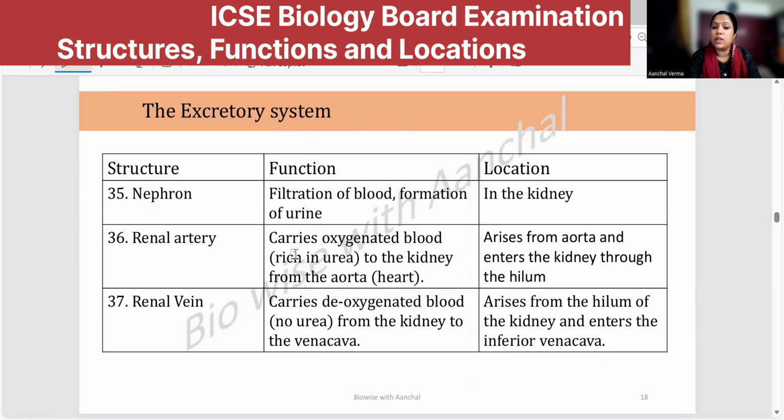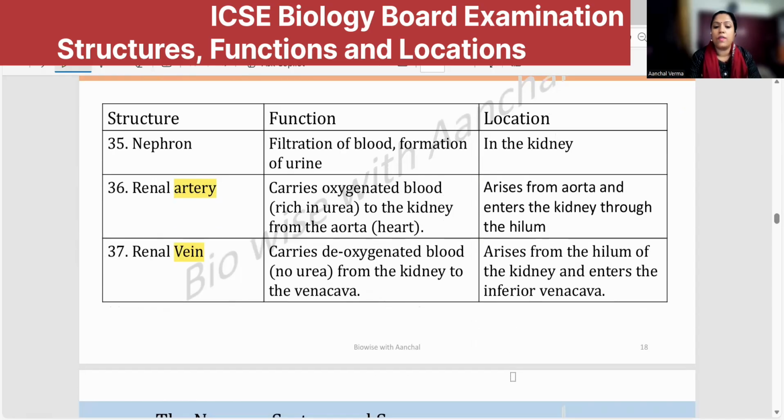What is the renal artery? It carries oxygenated blood to the kidney from the aorta; it arises from the aorta and enters the kidney through the hilum. Hilum is a small notch on the kidney, you know that. The renal vein carries deoxygenated blood from the kidney to the vena cava. Whenever a vein or artery is mentioned, please mention what type of blood it carries and where it is carrying it to. Okay. So this is the structure and function of the excretory system.